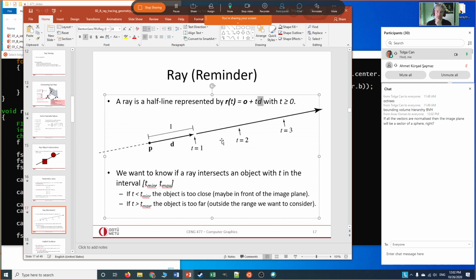Imagine my ray intersects. Let me actually draw it on GIMP in my question.